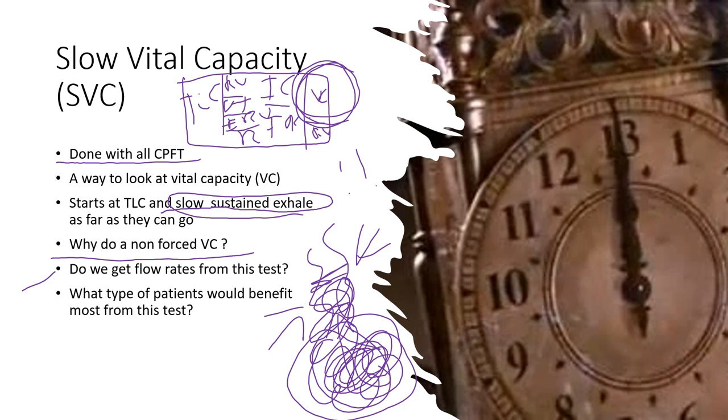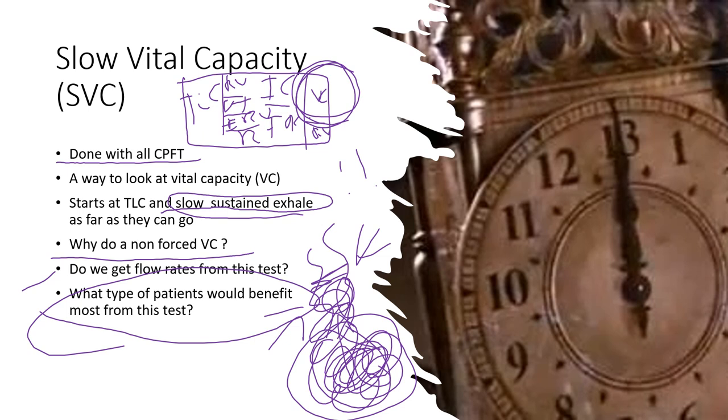What patients benefit most from this test? Those would be not only your restrictive patients, but also your patients with premature airway closure, such as with COPD, emphysema, or possibly asthma. So it's a great test to make sure that they only have an obstructive issue, that they don't also have a restrictive issue. So slow vital capacities are great for people with air trapping as well, so that we can make sure we get the most accurate volumes out of them.